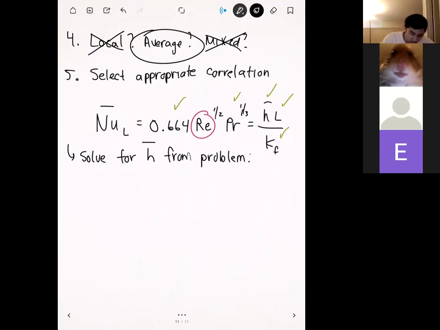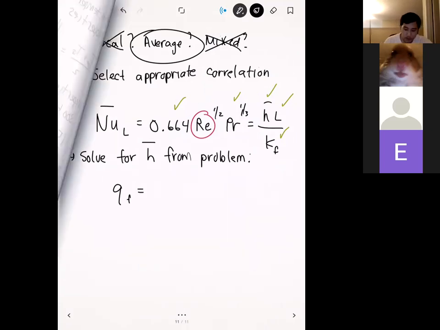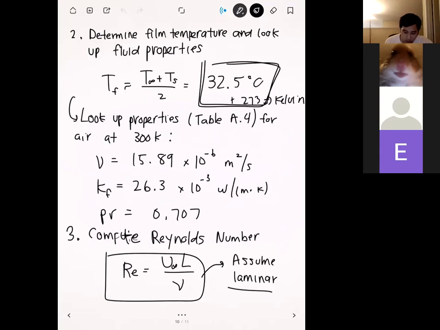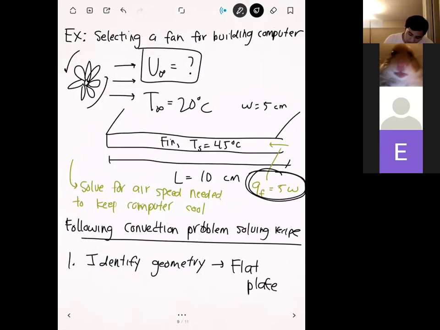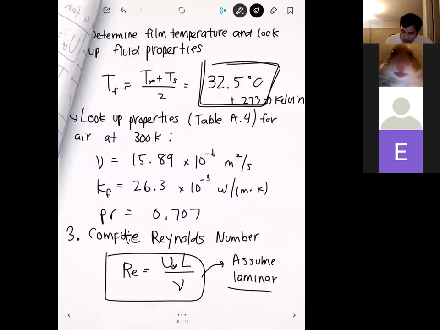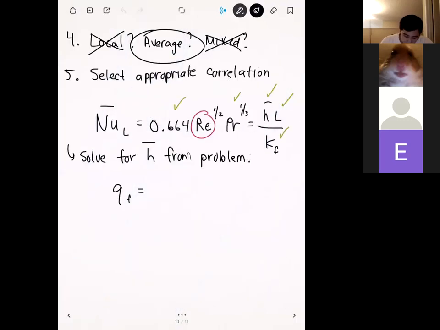Because from the problem, what we know is that we have a constant amount of heat that we need to offload, right? And so we have QF. Remember, QF was given to us as 5 watts. And we also know the temperature difference between the surface and the fluid, because we're given both the surface temperature and the fluid temperature. And so we can actually compute that.